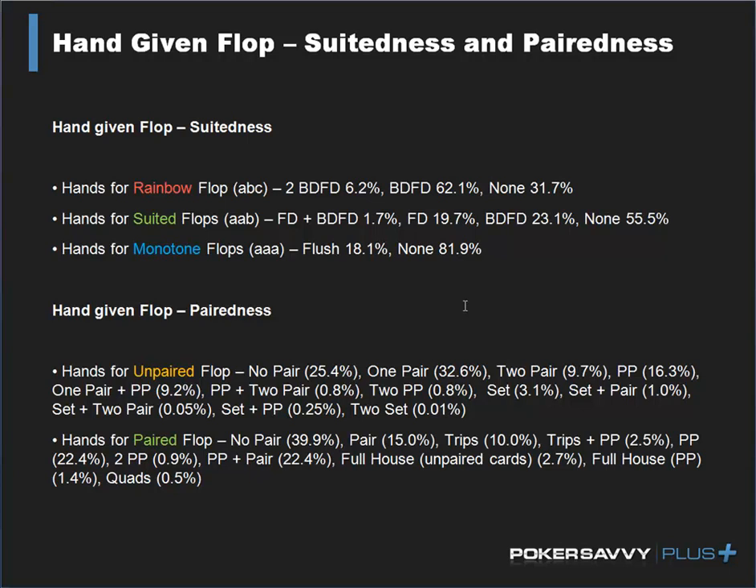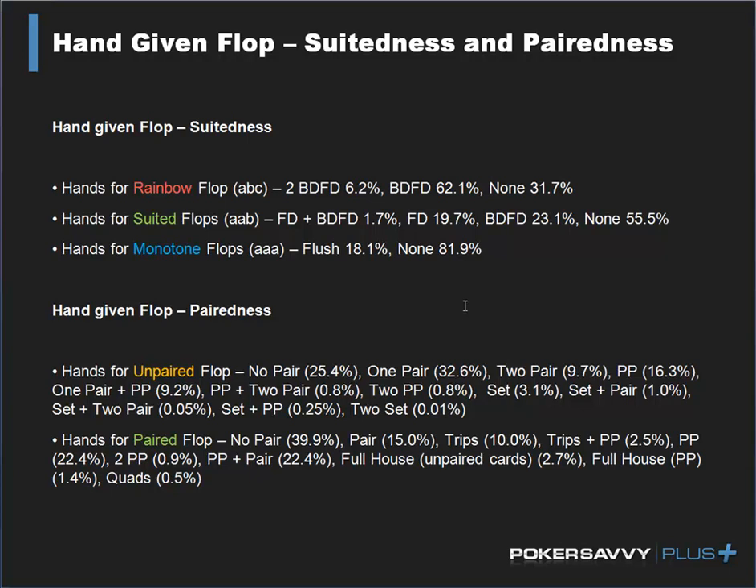Okay. If we have a rainbow flop and we want to know what the suitedness possibilities are, roughly 60% of all hands flop at least one backdoor flush draw, 6% flop 2 backdoor flush draws, 60% flop 1, and about 30% of hands flop no flush draw, no backdoor flush draw, sorry.